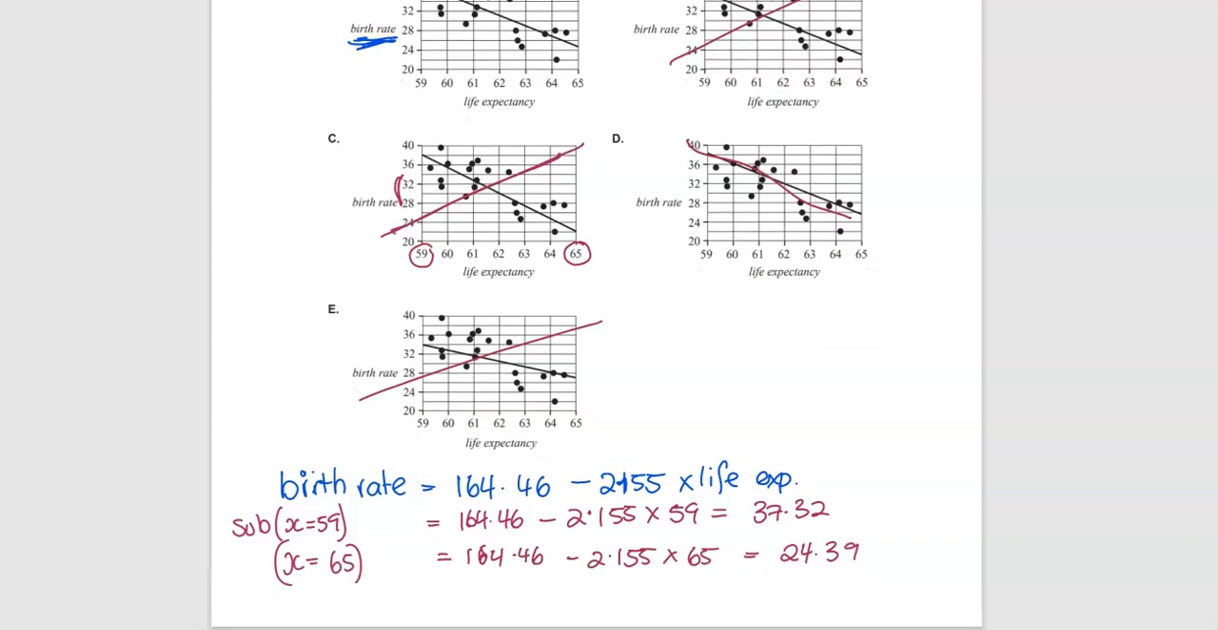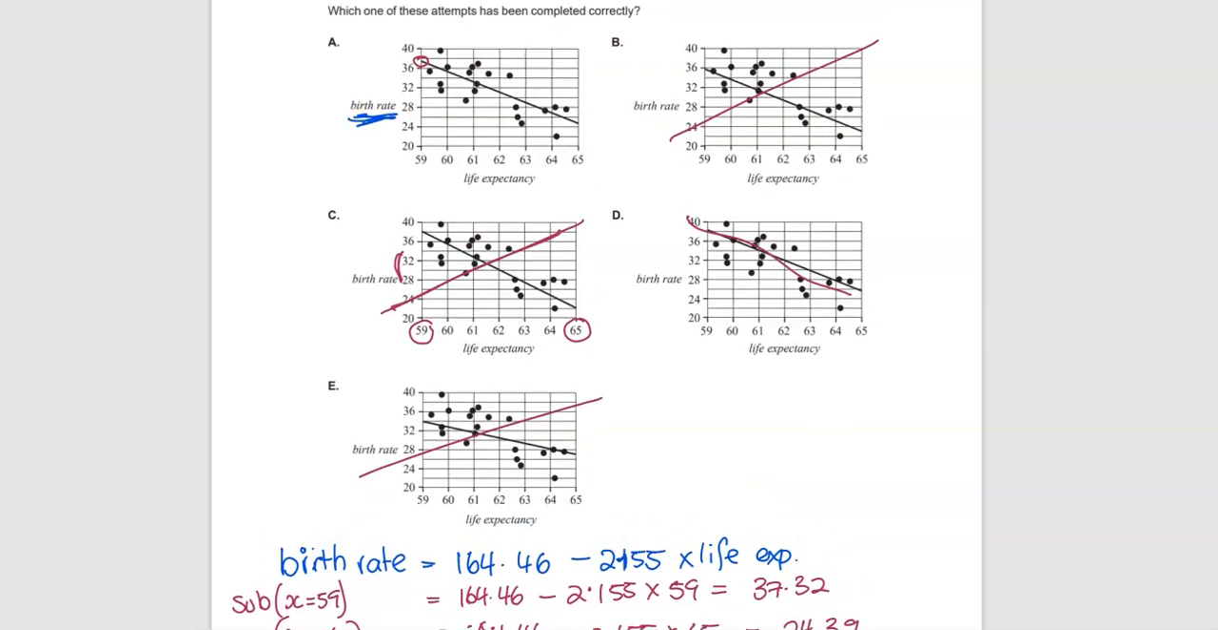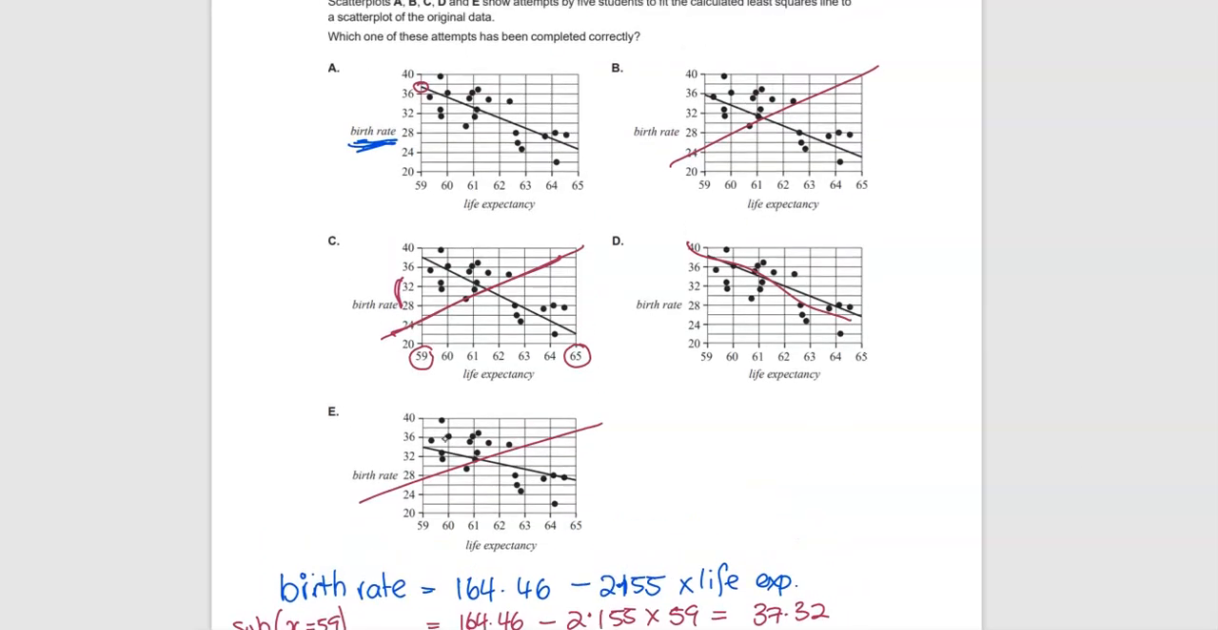But let's double check. When it's 65, it should be 24. So hopefully when I go down here, I see that this value is close to the 24, which it is. So there's the answer. So that one's correct. All right.